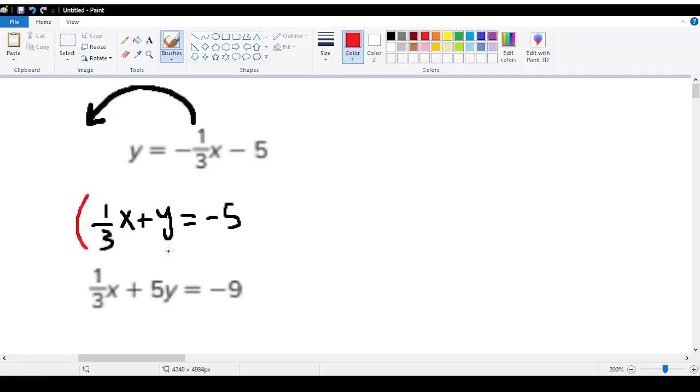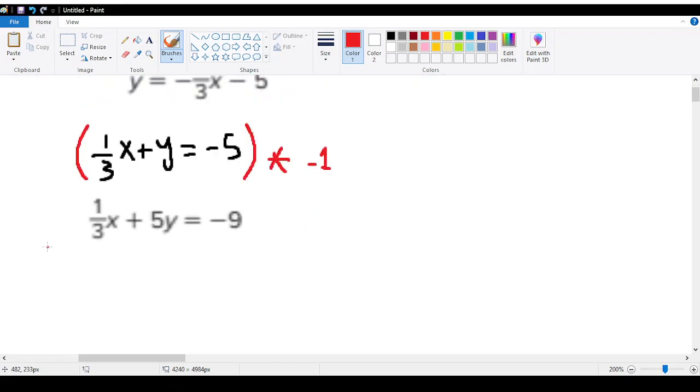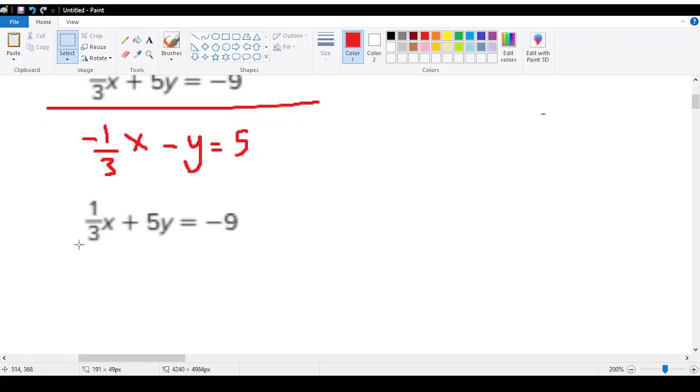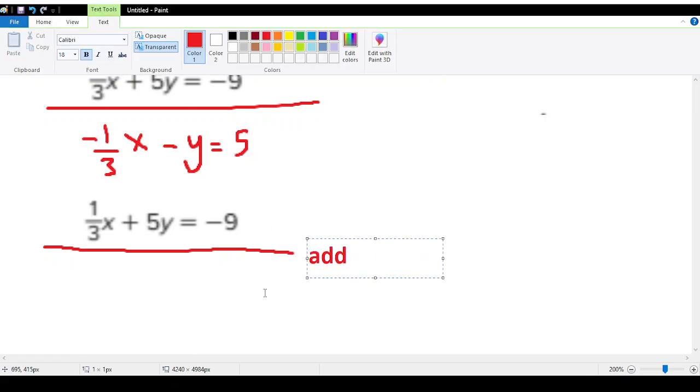So let's multiply the first one with -1. So what will happen? Can you tell me? It becomes -1/3x minus y equals 5. And the other equation will stay the same. Now we will put a line and we will add these two equations, and I'll write here add.